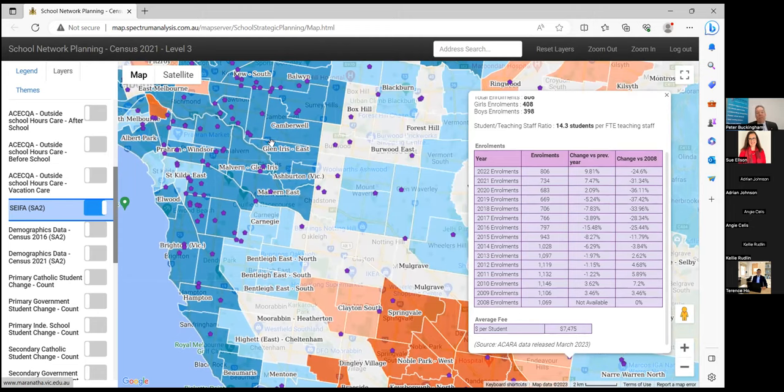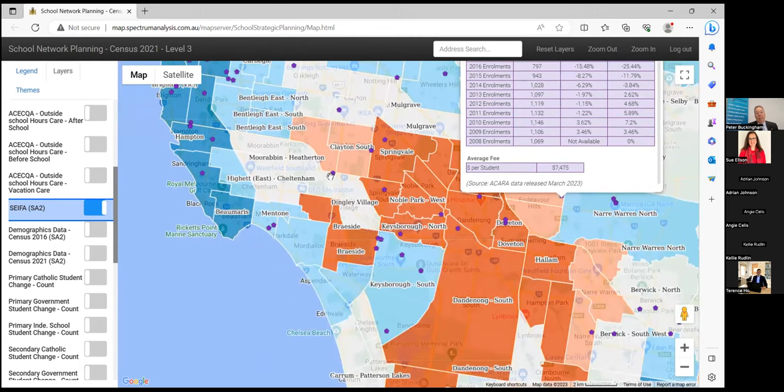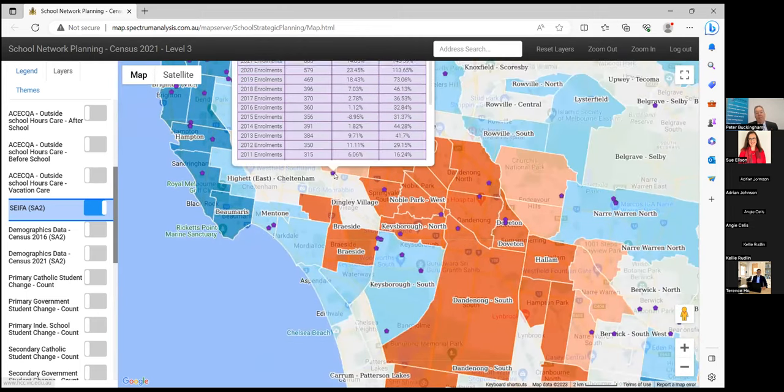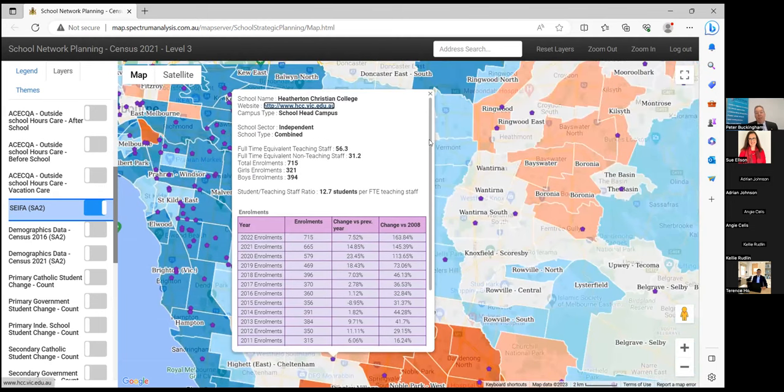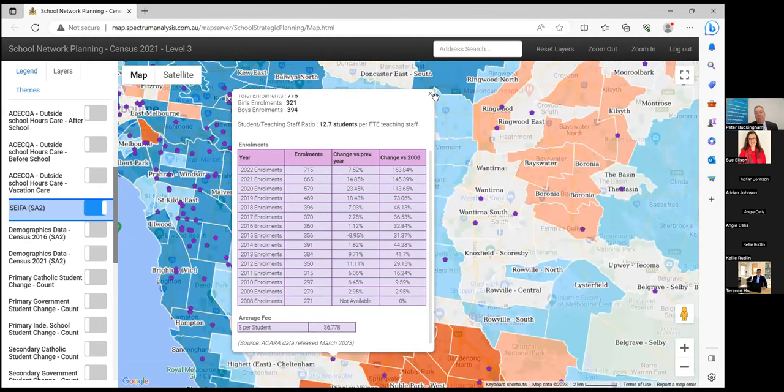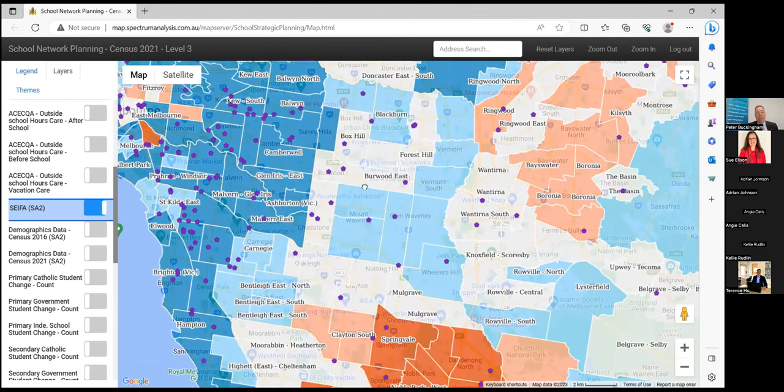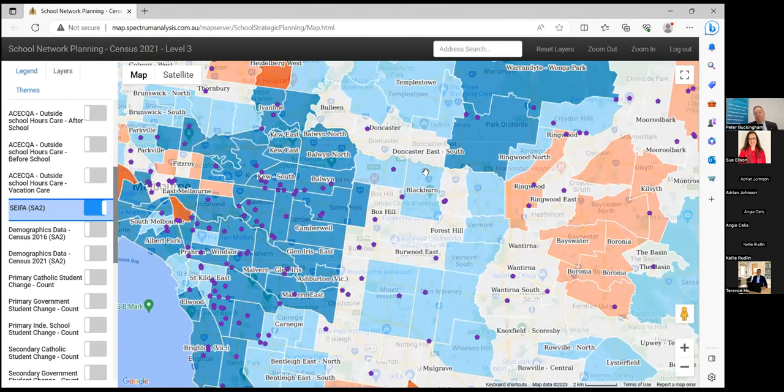Obviously, if I come into here, most of the fees are going to be near the $30,000 mark, and probably those schools we were looking at. If I'm coming into a white area down here, okay, Heatherton Christian, $6,000. So we can see the correlation fairly much between the fees and the areas and the socioeconomics of the areas.